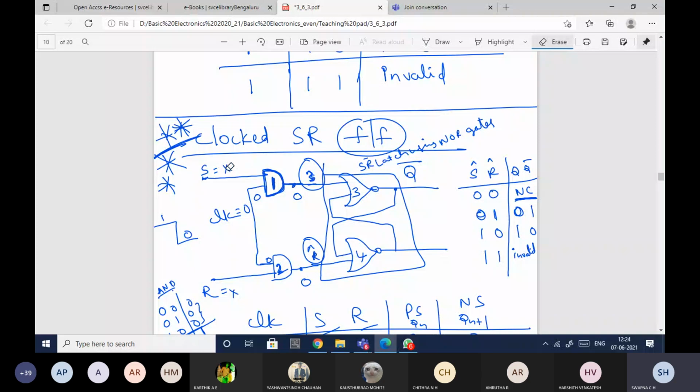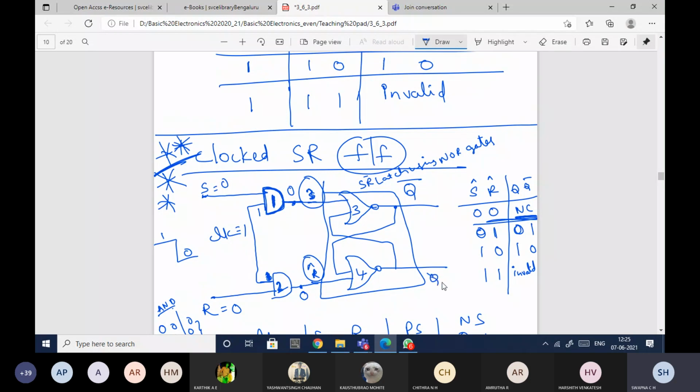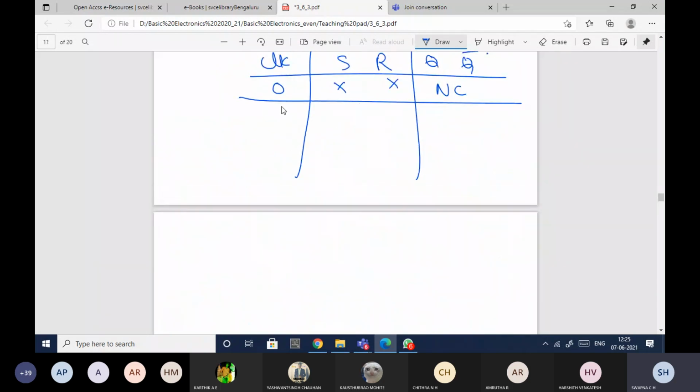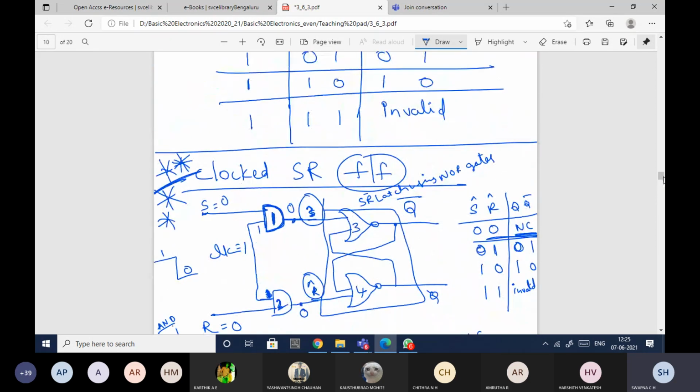Then I'll go with the next case. When clock is 1, as I've already mentioned, it depends on the other inputs. So clock is 1, and it depends on the other two values. S value is equal to 0 and R value is equal to 0. So the output of the first AND gate is 0 and the output of the second AND gate is also equal to 0. So S cap, R cap value is 0 0. So the output Q and Q bar will be no change. Then clock is 1, S value is 0 and R value is 1. For this we need to analyze.